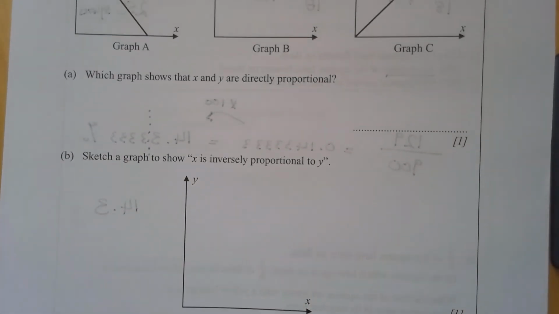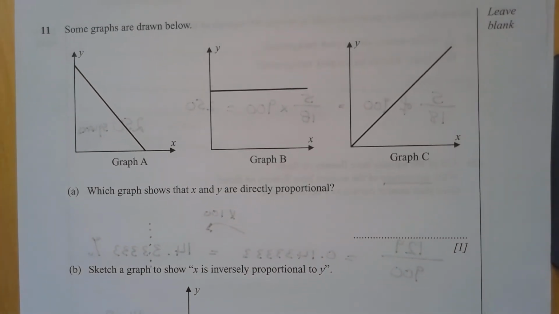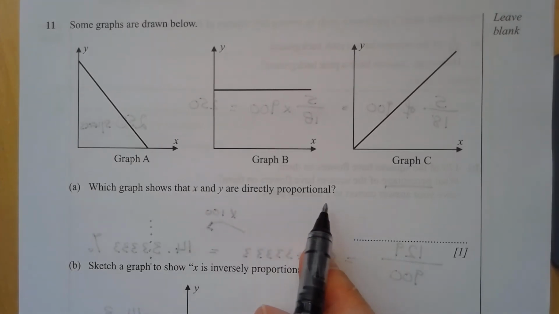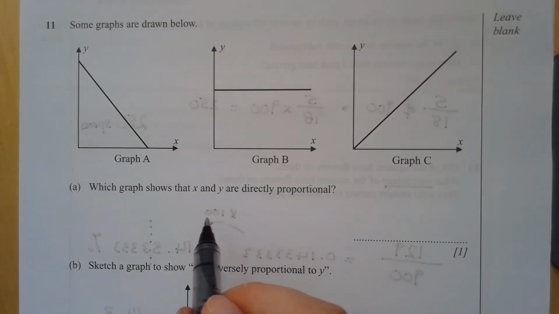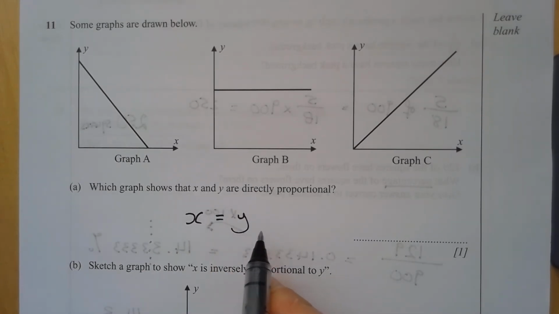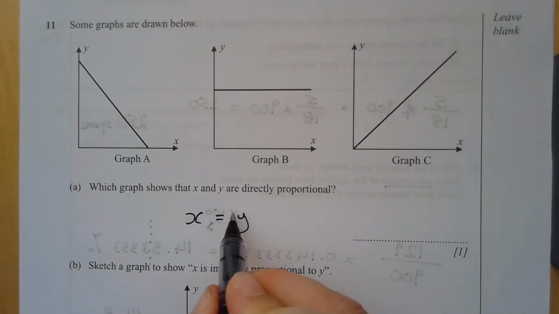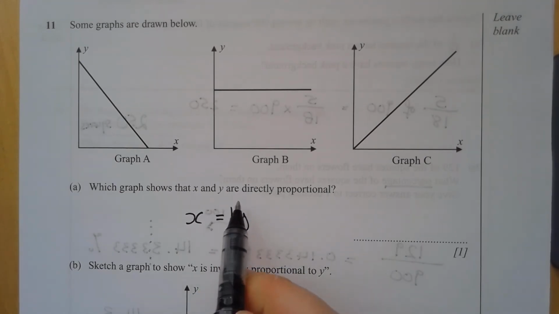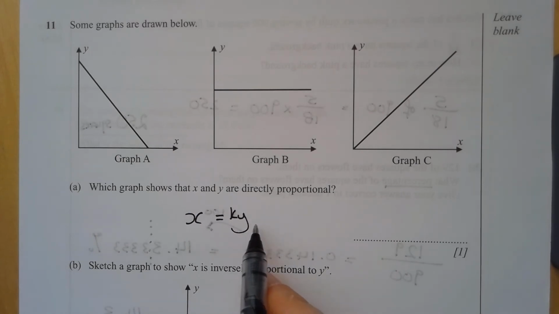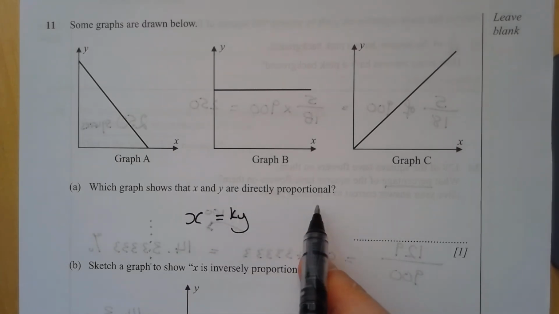Question 11. X and Y are directly proportional. Directly proportional means that X is the same as Y with a constant. Don't need to worry about that for now, but what it means is when X goes up, Y goes up. When X goes up, Y goes up. That's what being directly proportional means.